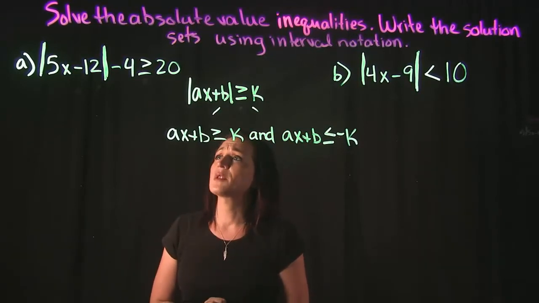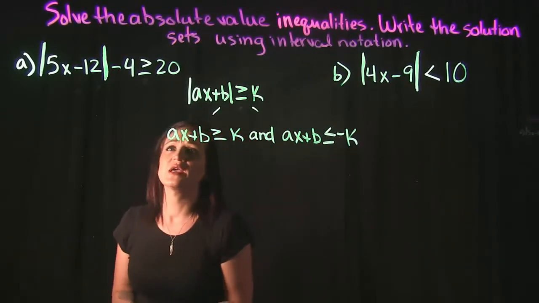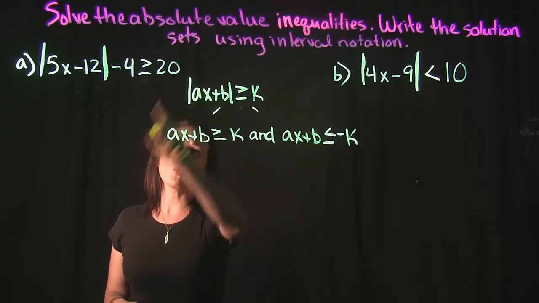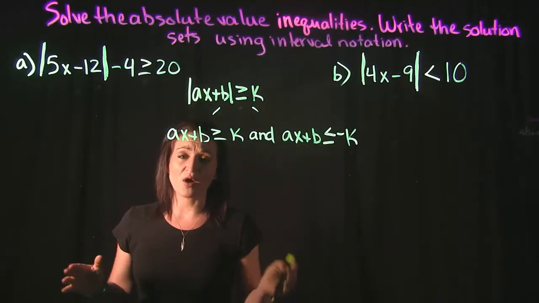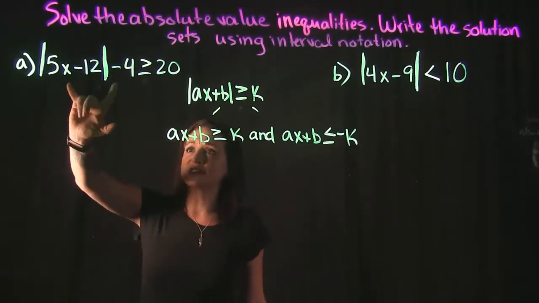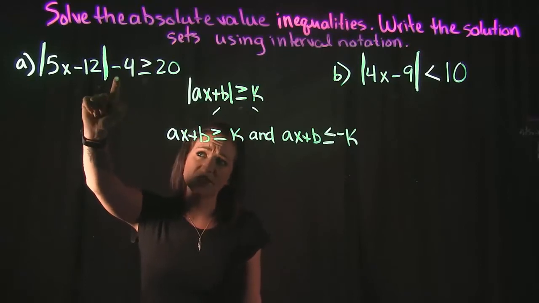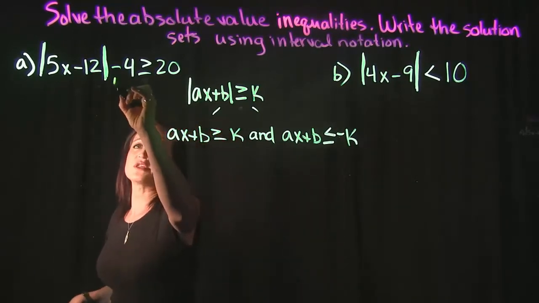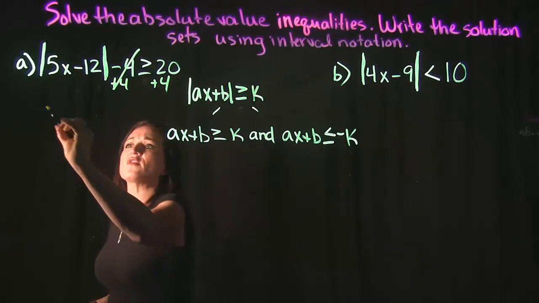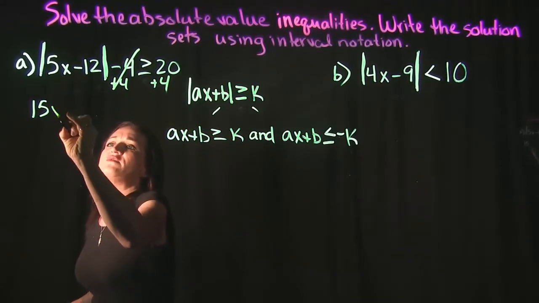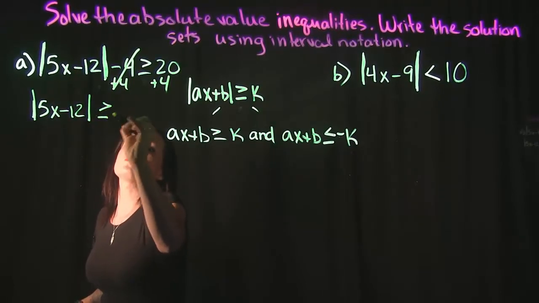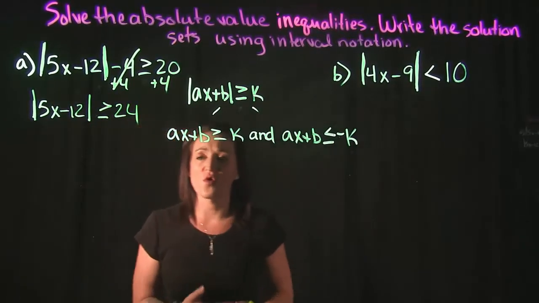Before I take our problem and split it into our two separate inequalities, let's do just a tiny bit of cleanup first. What we want is our absolute value bars to be completely by themselves on one side of our problem. We almost have that here. The only thing going on is we have this minus 4 hanging out. So what I'm going to do first is add this 4 to both sides, which is going to get rid of it on the left, leaving me with the absolute value of 5x minus 12 is greater than or equal to 24.